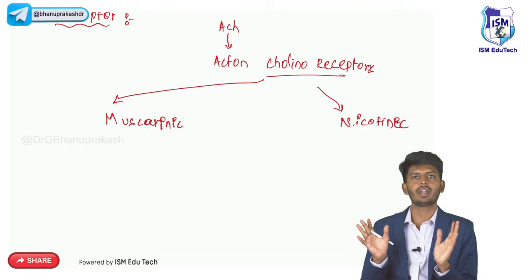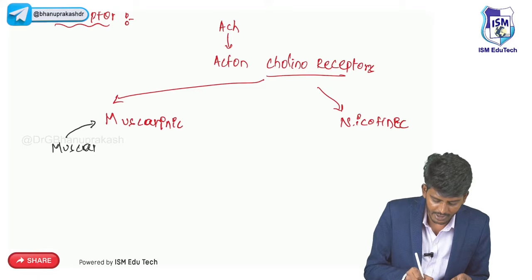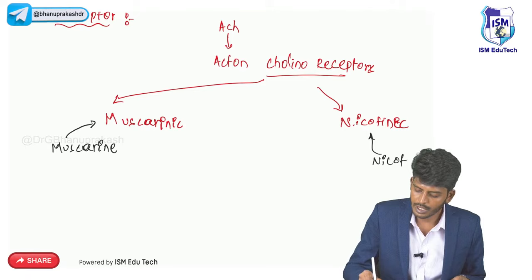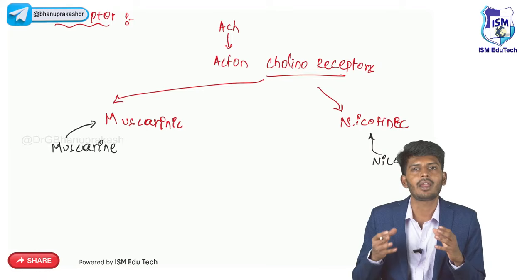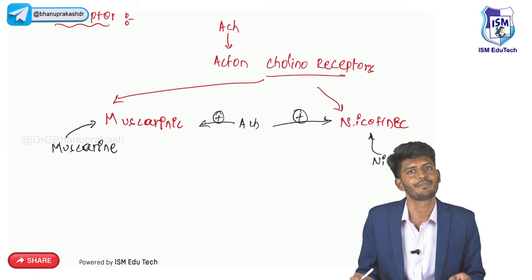The same way, these M cholinoreceptors will be stimulated specifically by one chemical, muscarine, like the people who are drinking alcohol. The nicotinic receptors will be stimulated exclusively by nicotine, like the people drinking juice. But all 100 people are eating food. The same way, acetylcholine will stimulate both of them, the muscarinic receptor and the nicotinic receptor.